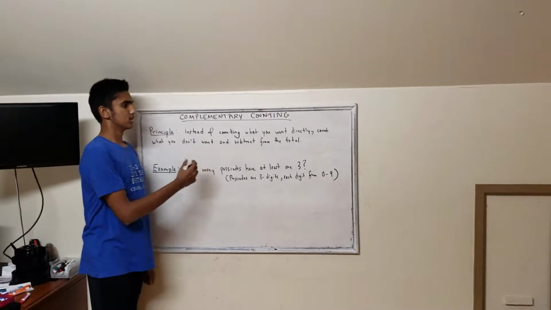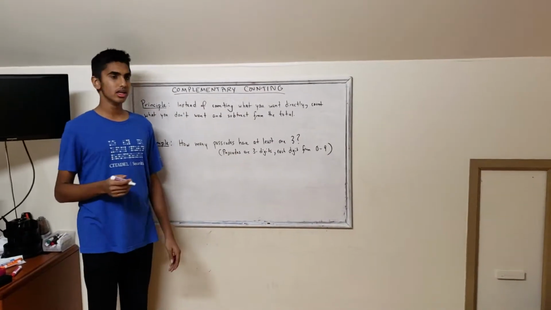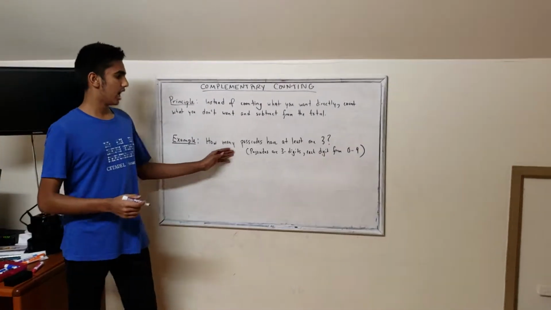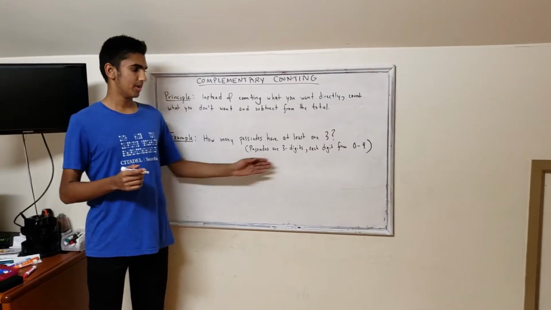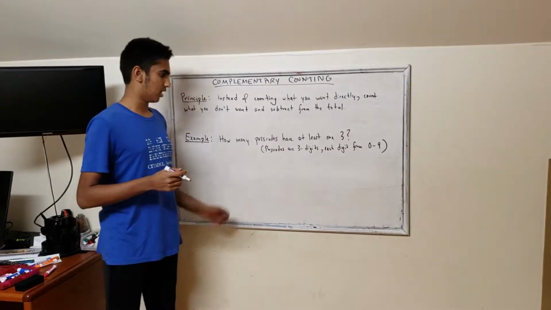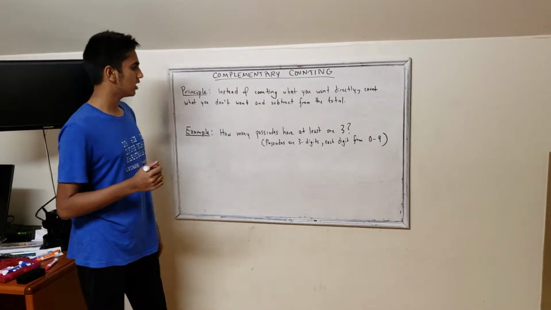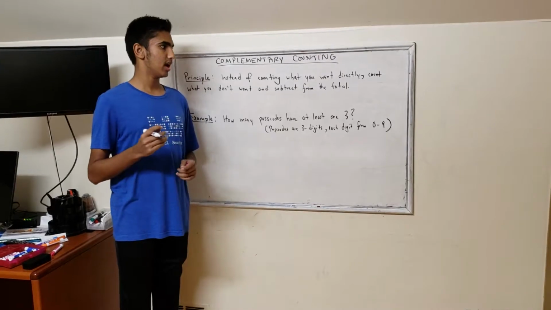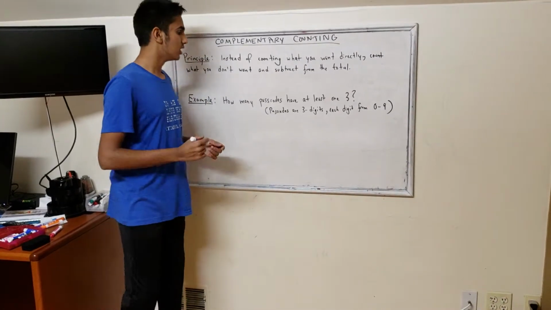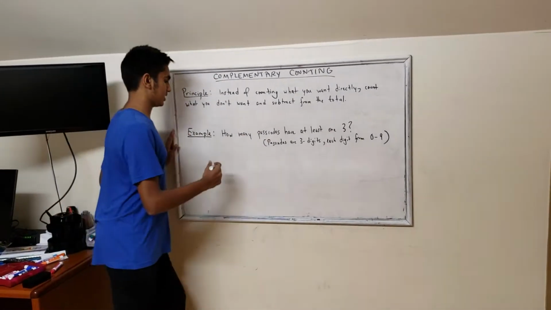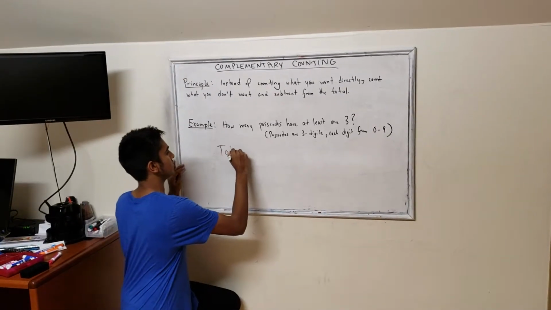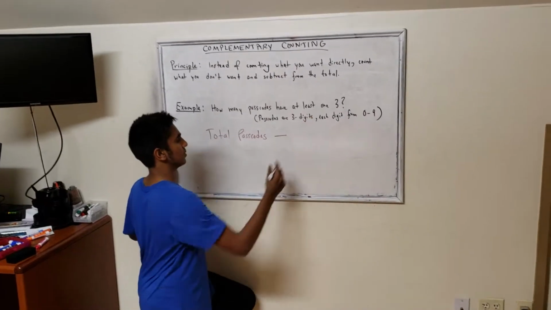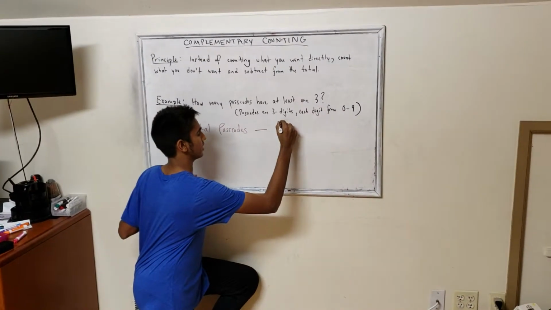Complementary counting. So the principle is, instead of counting what you want directly, count what you don't want and subtract from the total. Here we have a simple example. How many passcodes have at least one 3? Passcodes from the previous problems are 3 digits, and each digit is from 0 to 9. Instead of counting at least one 3, which is not easy to do directly using our fundamental principle from before, we say this is total passcodes minus the passcodes without a 3.